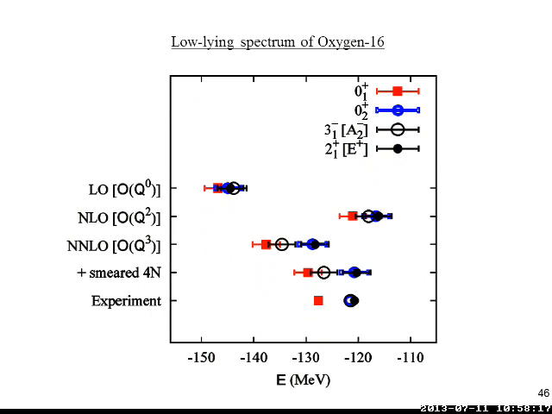Okay, so I can show you the low-lying spectrum of oxygen 16 we get. So we include this smeared 4N interaction, we actually end up with a reasonable representation of the low-energy spectrum. So at least we're getting some of the physics of oxygen 16 right. So how do you get the spectrum? What's the general approach for getting anything other than ground state?